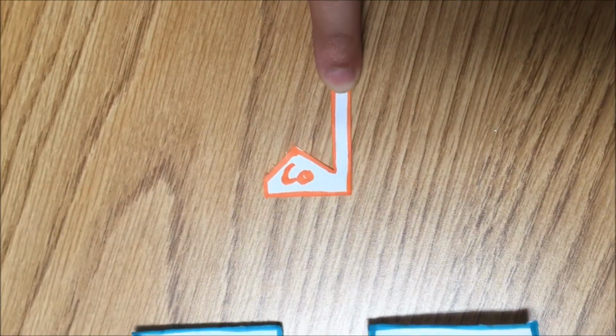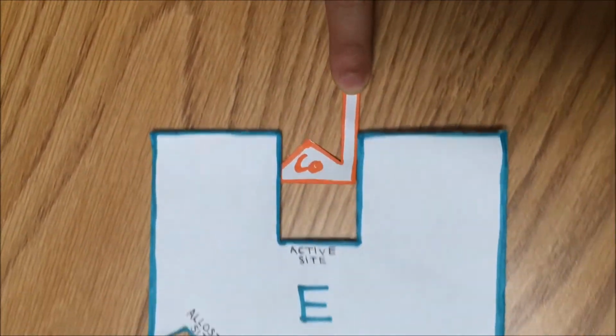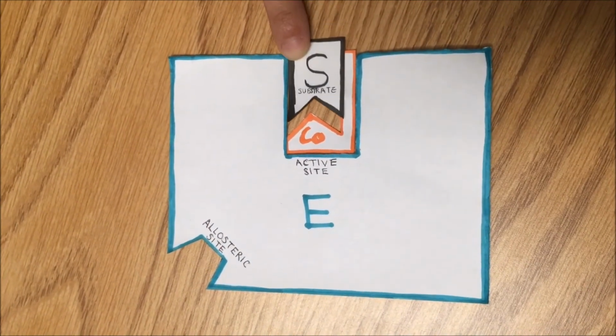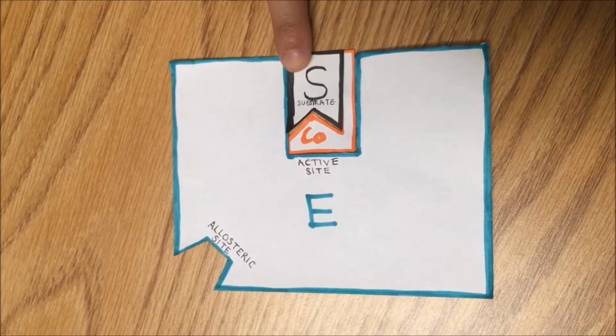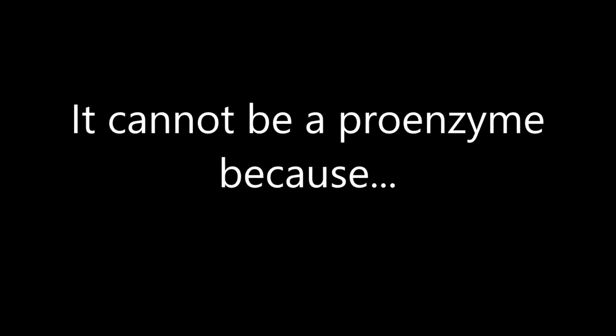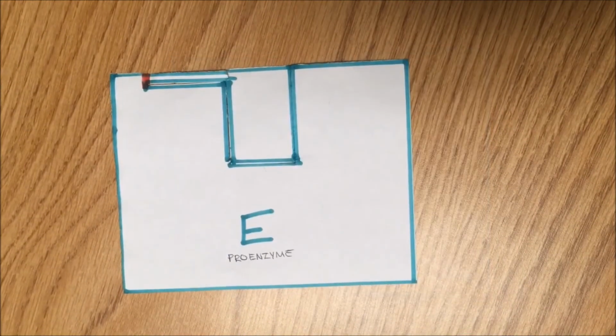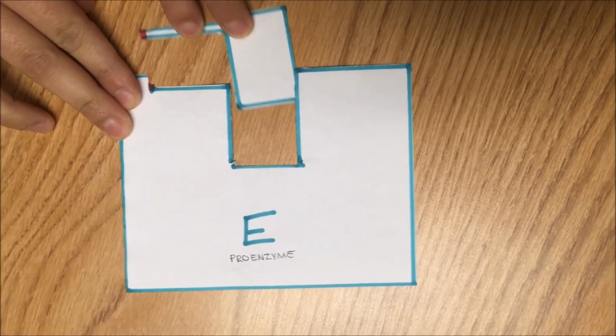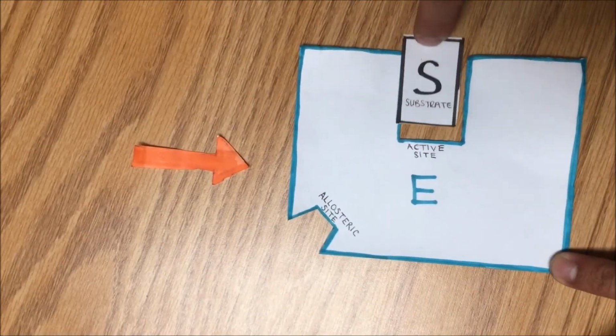A coenzyme is a molecule that binds to the active site to change the shape of the active site, allowing the substrate to bind. A proenzyme is a premature inactive enzyme that must be cleaved in order to create an active enzyme, which will allow the substrate to bind.